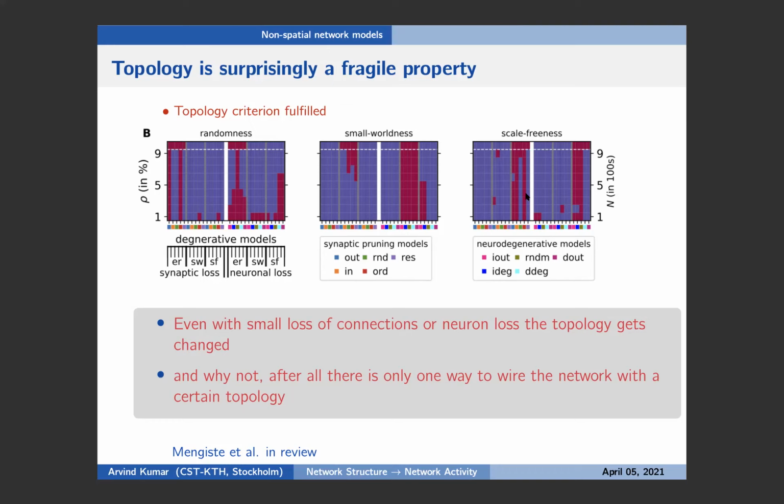So topology most likely cannot be maintained because after all, there are only few algorithms that we know for how we can wire a network as small world or scale free. So any learning-related change, developmental changes, etc., will perturb the topology massively. So in some sense, it's maybe good news that topology is not a relevant property of the network.